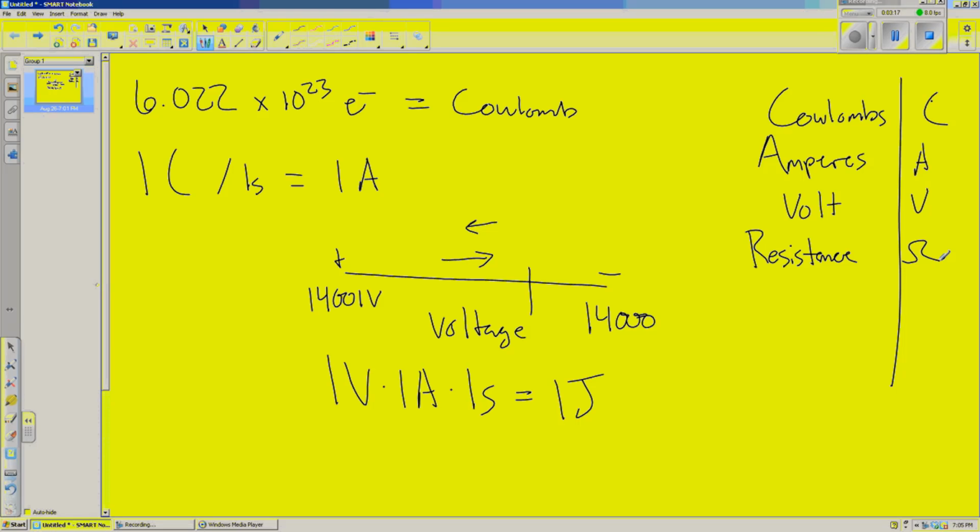And the relationship between volts, current, and resistance is given by Ohm's law. Volts, V, is equal to current, I, times resistance, R. So if we have a constant number of volts, a constant electric potential difference, and we increase our resistance, our current of course is going to go down, and vice versa.